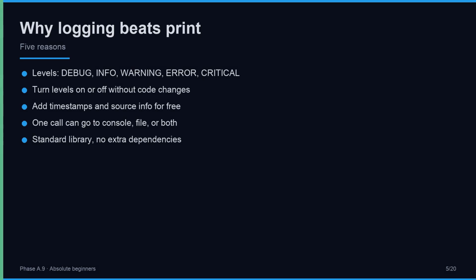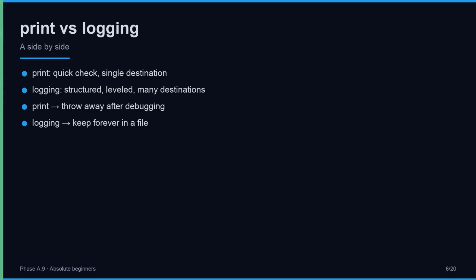5 reasons. 1. Logging has levels: debug, info, warning, error, critical. You tag each message by importance. 2. You can turn levels on or off in one place without changing the calls. 3. Every line gets a timestamp and the name of the logger for free. 4. One log call can go to the console, a file, or both at the same time. 5. Logging is part of the standard library, so there is nothing to install. 5 solid reasons.